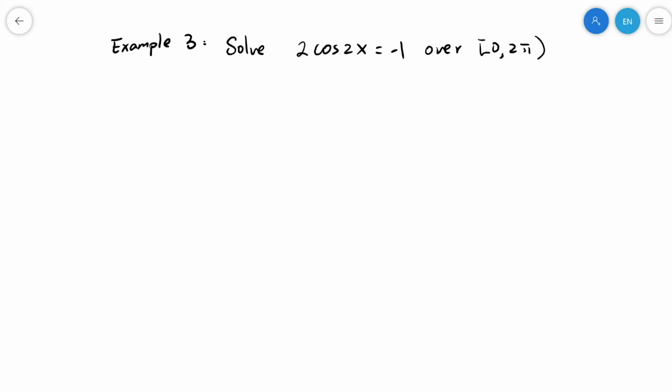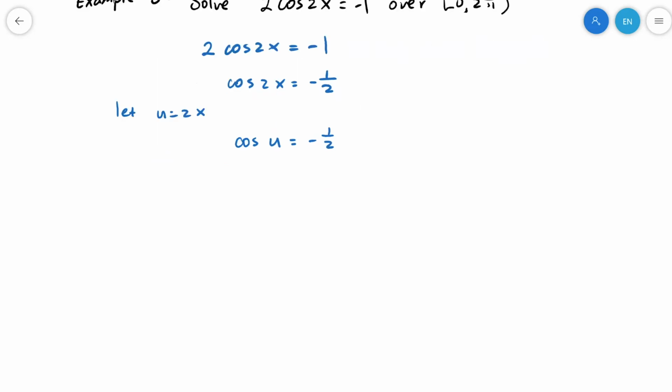So I have the equation 2 times cosine of 2x equal to -1. And I can divide by 2. I get cosine of 2x equal to -1/2. To make it more clear, I'm going to let u equal 2x. So cosine of u equals -1/2. Cosine of u equal to -1/2 tells me u has a reference angle of pi over 3. But because it's negative, that means quadrant 2 and quadrant 3.